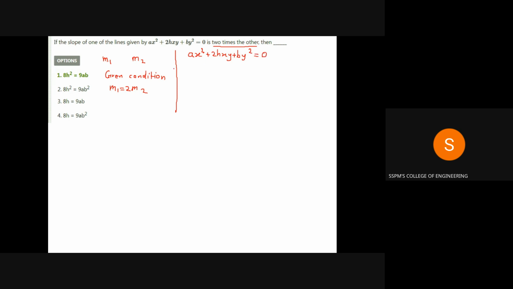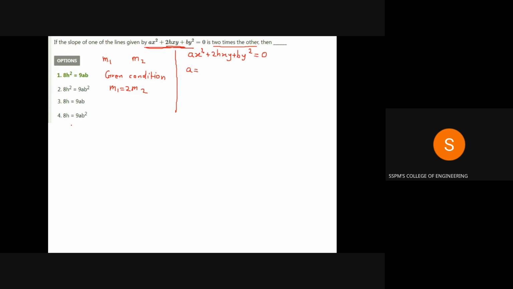So what is a here in this equation? A is same as a. See this, all the values are same actually. This is the standard form of the equation, so we do not need to compare it again with the standard form. So m1 is equal to 2m2.